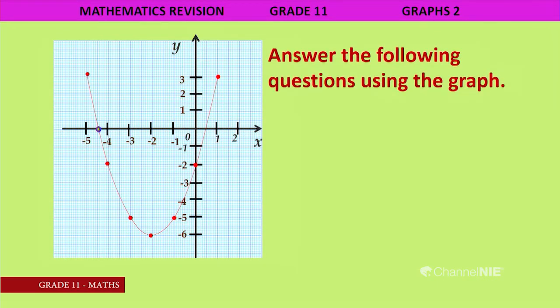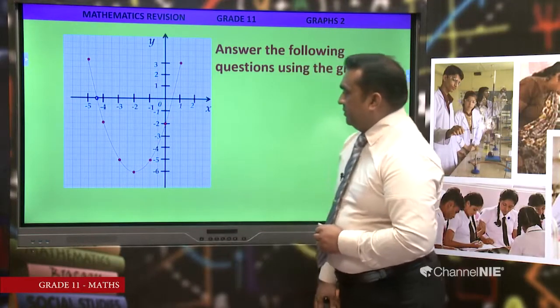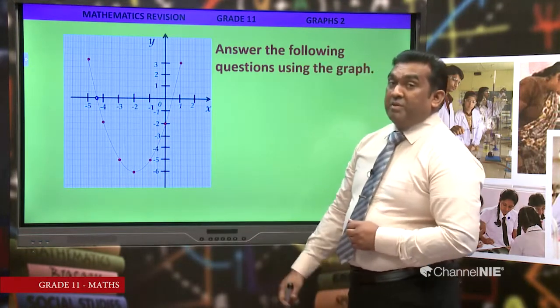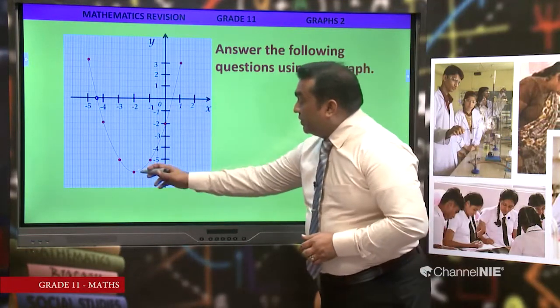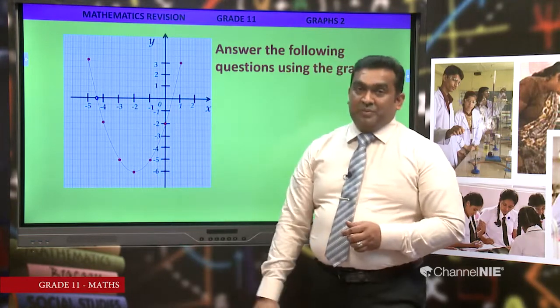Answer the following questions using the graph. This is your graph. Minimum of the curved line graph. This is your minimum point. -6 is your minimum value of the curved line graph. -6 is the minimum value.